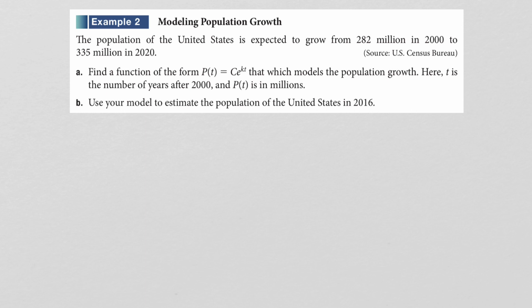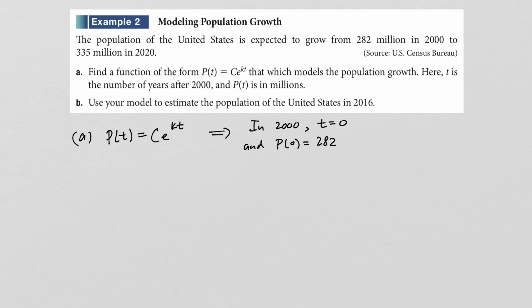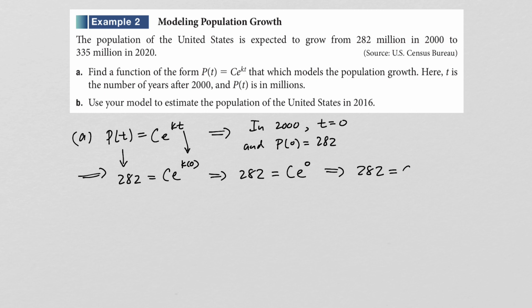So what we know here is P of t is equal to C times e to the kt. We also know that in the year 2000, time is equal to zero, because that's the beginning for this problem. And at that same time, the population, P of 0, is going to be 282, which of course stands for 282 million. So we know that this P-value is 282 when our t-value is 0. So this says that 282 is equal to C times e to the k times 0, which is 0. And we need to remember that anything to the 0 power is 1. So this is 282 is equal to C, right? Because e to the 0 equals 1.